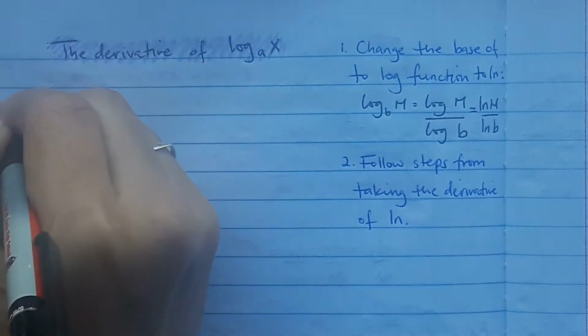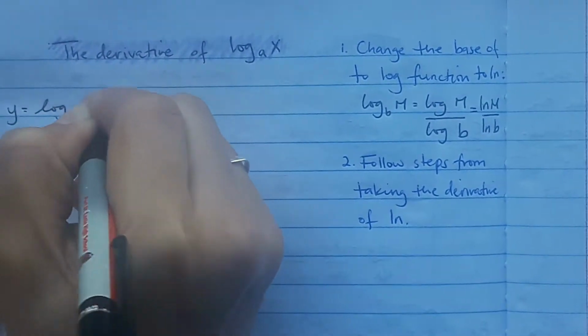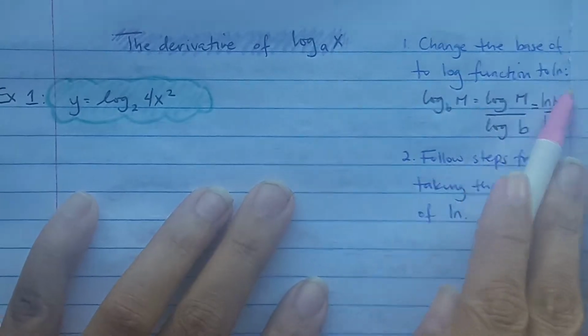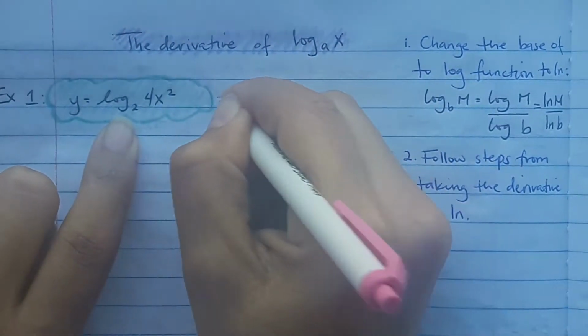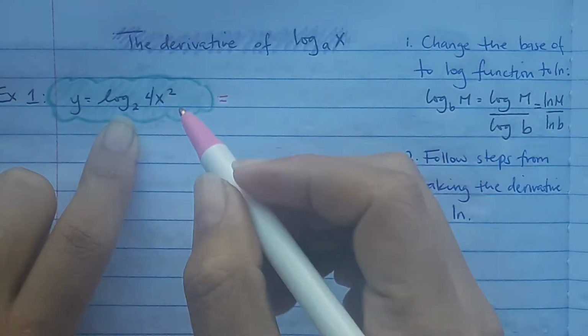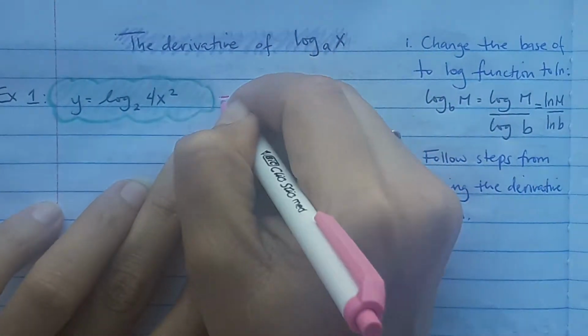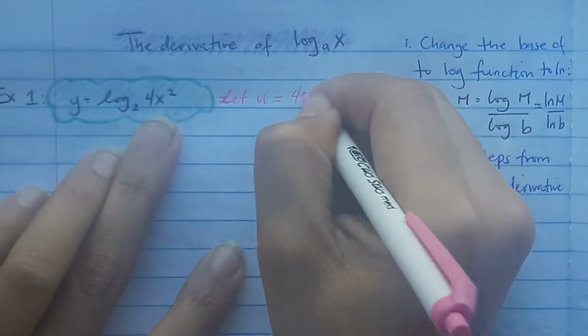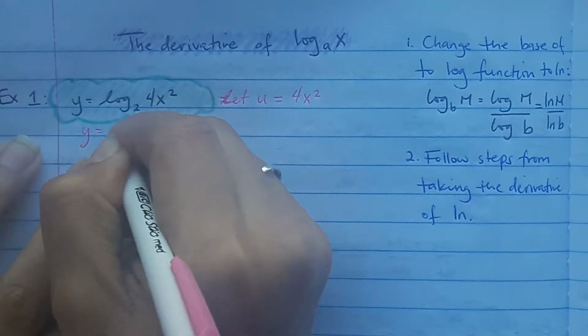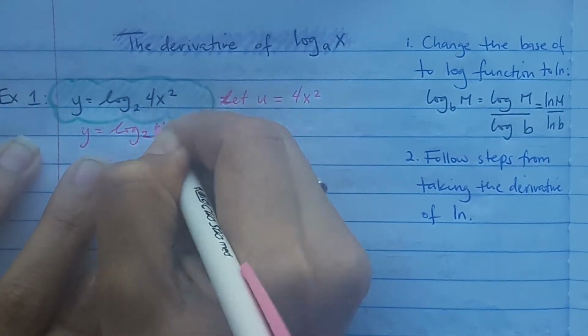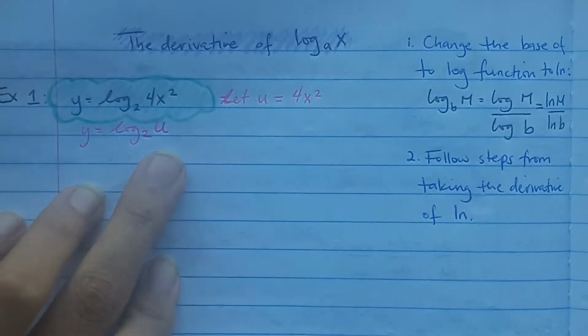Alright, let's take a look at an example. Example 1: y equals log base 2 of x squared. First thing is we need to change the base. First, I'm going to let u equal that thing so I can make it easier for me to explain it. Now we have y equals log to the base 2 of u. Now I can change the base.